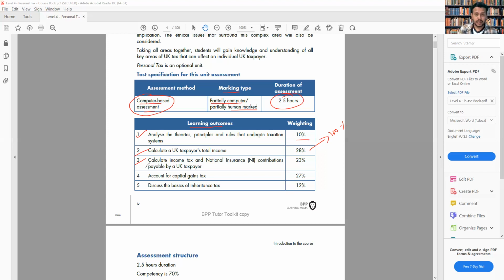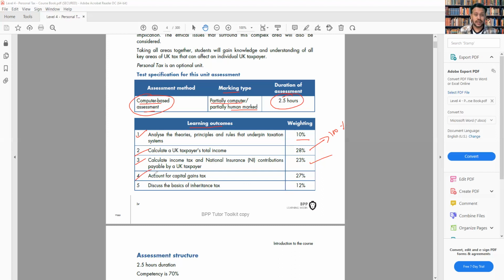For the employee, the threshold is, and whatever the national insurance, after taking out the threshold, you have to pay 12% on that. On the other hand, the employer's NI is 13.8% after the threshold is taken out. We need to see all of this from that area, and we're expecting a few questions in the exam from there. Then number 4, account for capital gains tax.